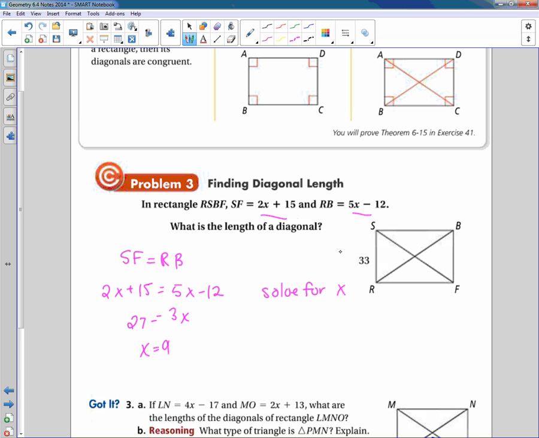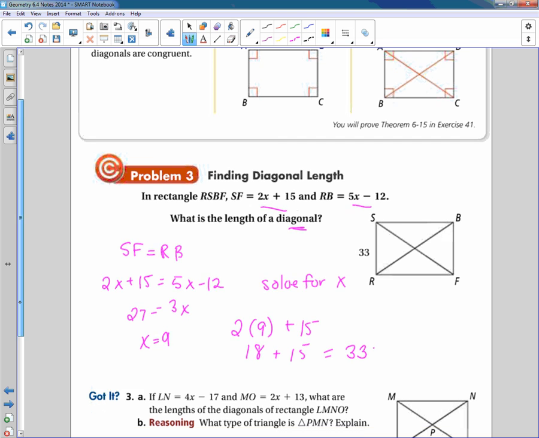Okay, now notice that the question did not ask you what the value of x is. What did it actually ask you? The length of the diagonal. So I will then have to substitute 9 into one of the two expressions to find out what the actual length is. So I'll say 2 times 9 plus 15. 2 times 9 will give me 18, and 18 plus 15 will give me what? Will give me 33. Very good.